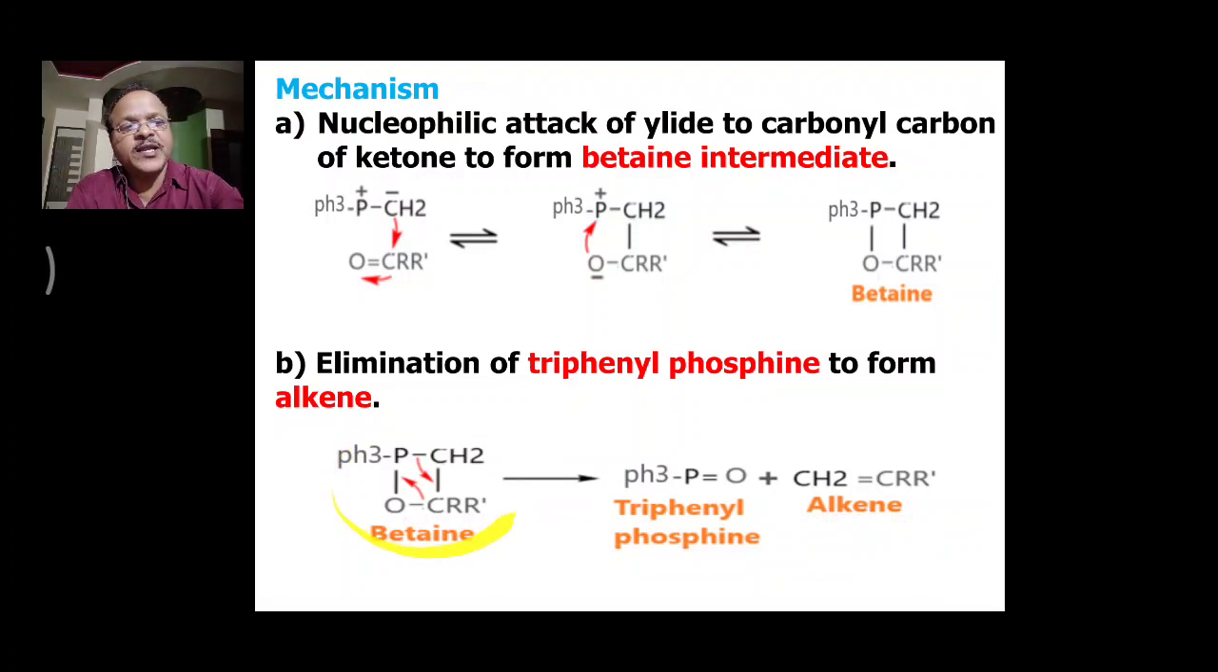In this betaine intermediate, the phosphorus-carbon bond breaks heterolytically. At the same time, the oxygen-carbon bond breaks heterolytically, and there is formation of this alkene molecule with the formation of triphenylphosphine.